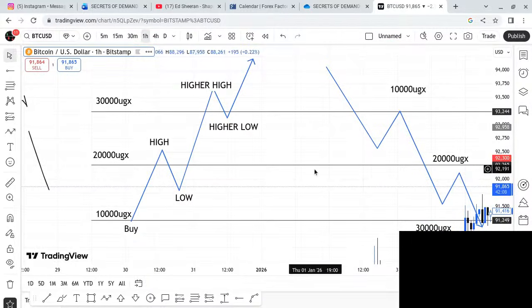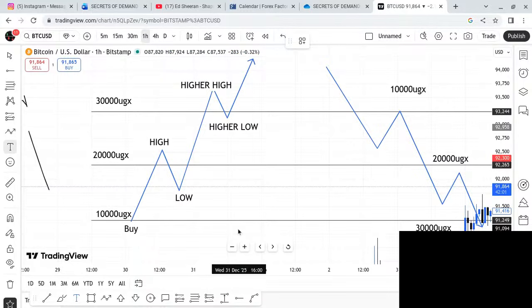So the main issue today was, this was just a recap, it was about the structures. The structures we have are basically the break of market structure in the uptrending market and in the downtrending market, and the market structure shift.